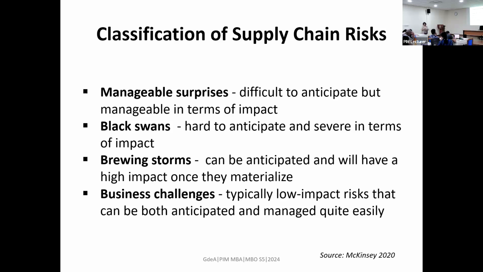Brewing storm is something brewing. You know what is happening. You can predict, so you can prepare, because when the water is boiling, you know it's boiling and then you can act on it. So you can predict and act on it. An example is, we all knew that Brexit would happen. You know what Brexit is, right? UK coming out of Europe. For two years, they were talking about it. There was a referendum in the UK.